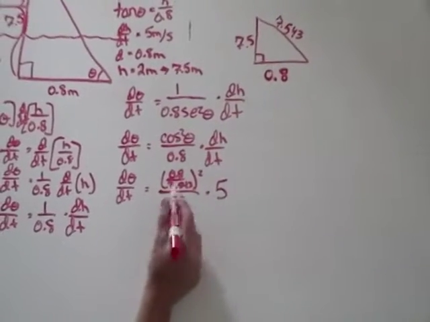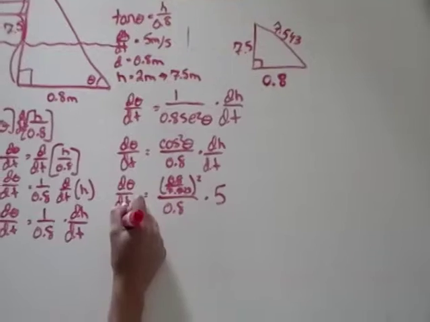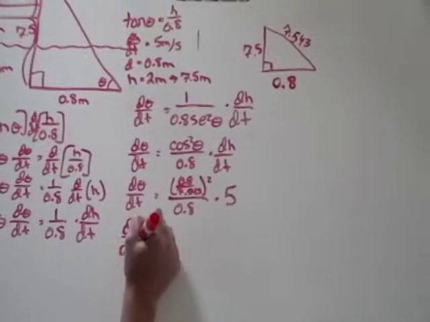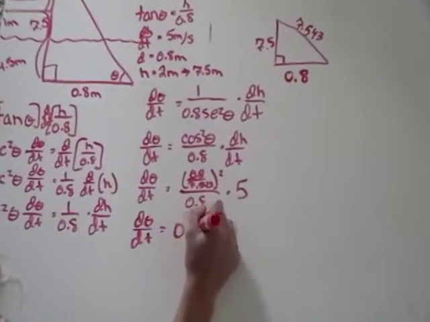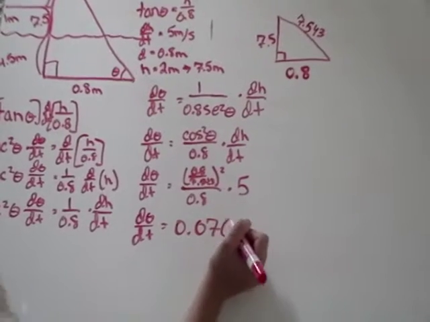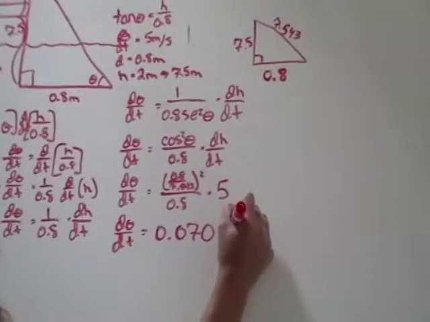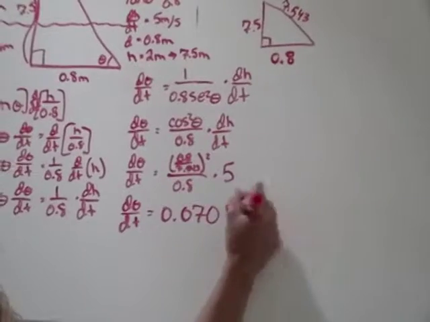Now, using my calculator, I plugged in all the numbers and got that d theta dt is equal to 0.070, rounding to 3 decimal places, radians per second.